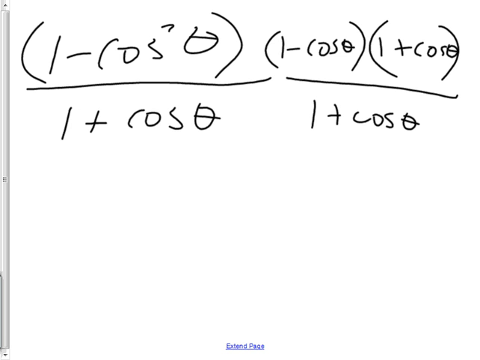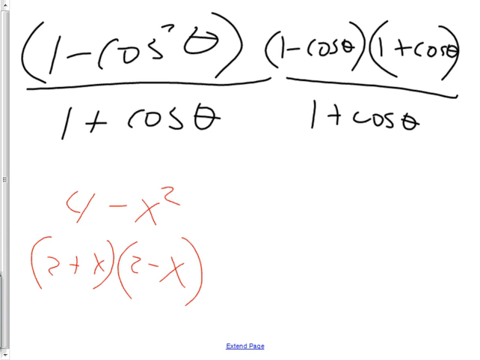It's just like if I had 4 minus x squared. Could I factor that? Yup. 2 plus x, 2 minus x. Get what I'm doing here? Two perfect squares being subtracted. The square root of this one goes here, the square root of that one goes here, and one's plus and one's minus.